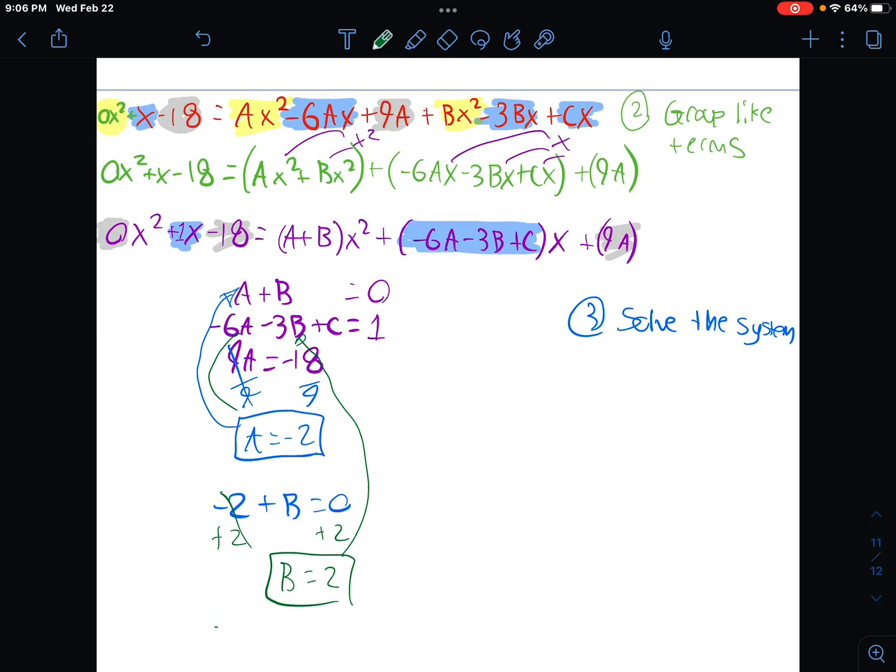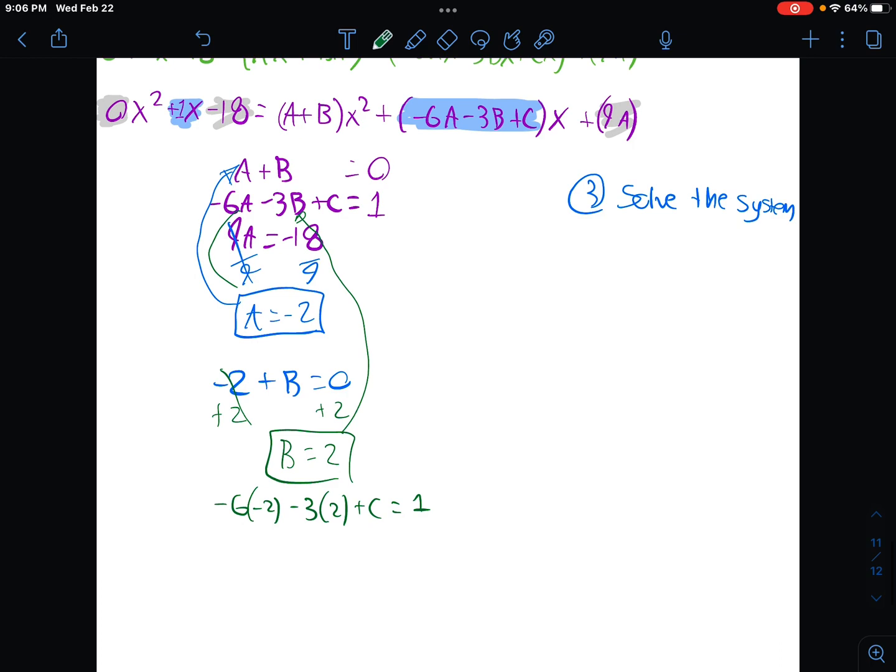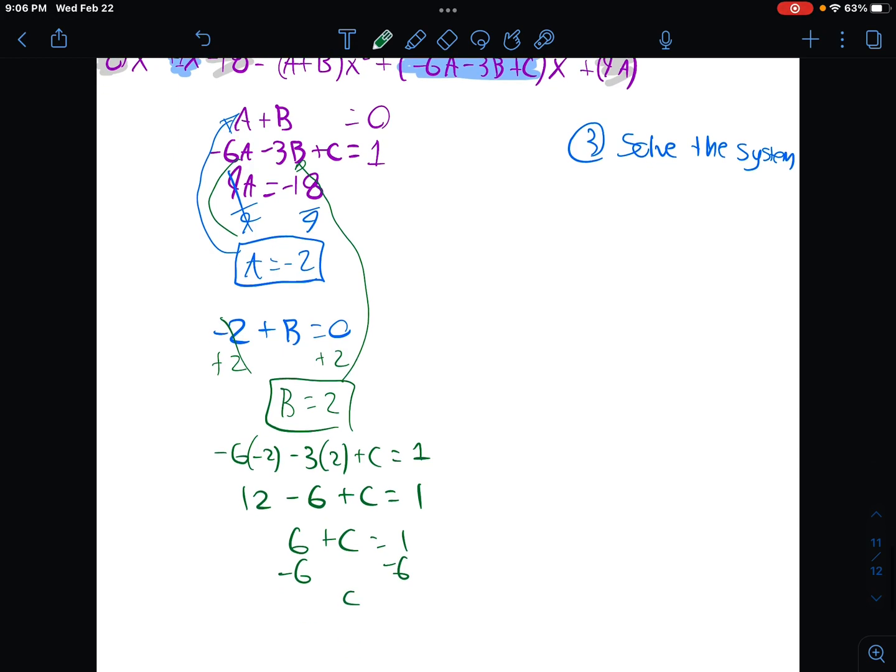And we're going to get negative 6 times negative 2 minus 3 times 2 plus c equals 1. And from here, we're going to get 12 minus 6 plus c equals 1. So we're going to get 6 plus c equals 1. And then we subtract 6, and we get c equals negative 5.